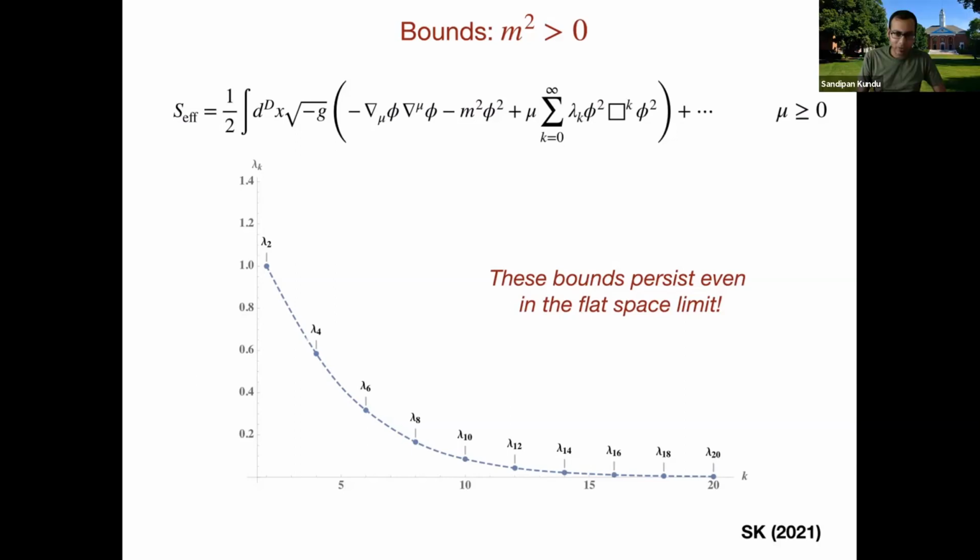And let me make one more point: these bounds are valid even in the flat space limit, since this is a Regge correlator. So basically, this is high energy scattering in AdS. So there is no reason why it should break down, as long as the flat space limit is well defined.